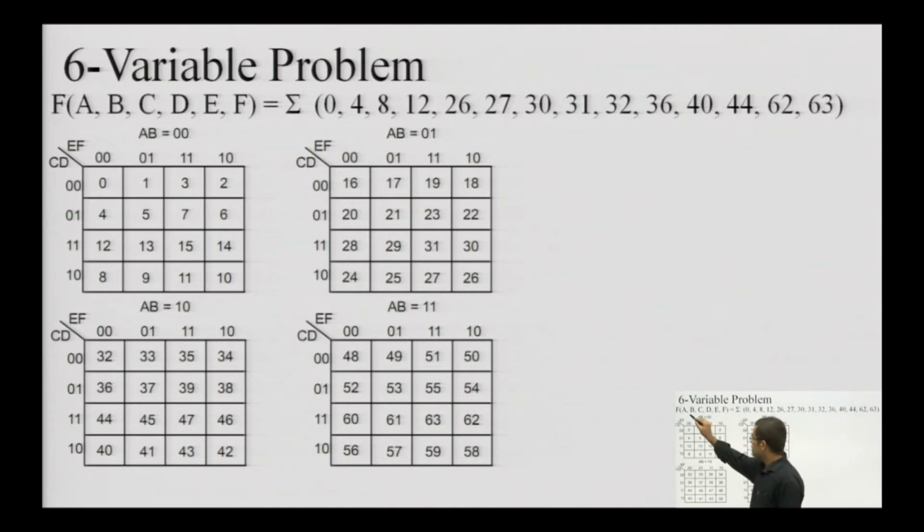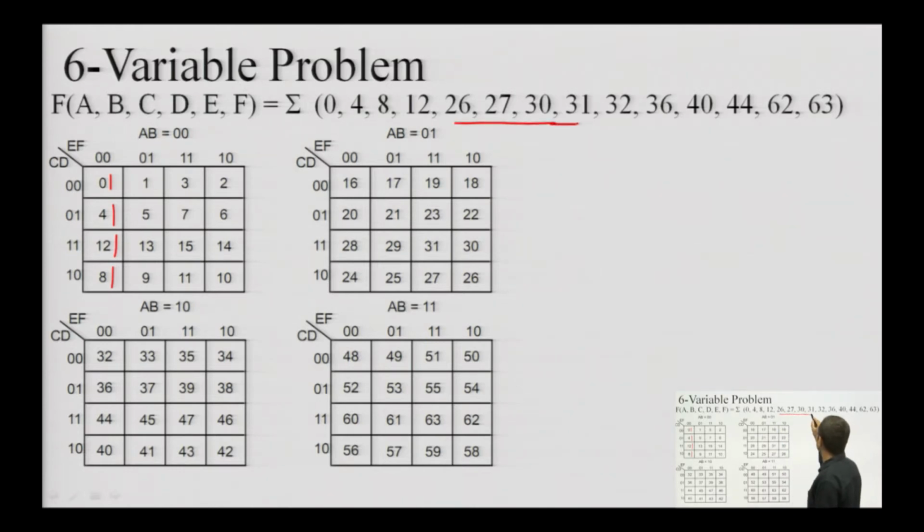So, there are 6 variables A, B, C, D, E and F. So, these are the minterms which are being provided to us. These minterms are first to be fed into that K map layout. We can check that 0, 4, 8 and 12, these are the 4 minterms which belong to this first K map. Then 26, 27, 30 and 31, these are the 4 which belong to this second layout. So, 26, 27, and then 30, 31.